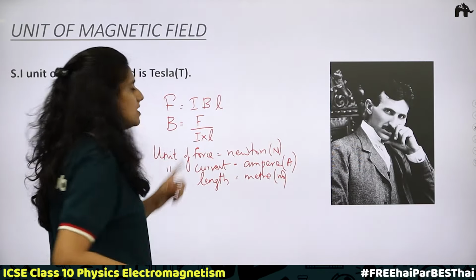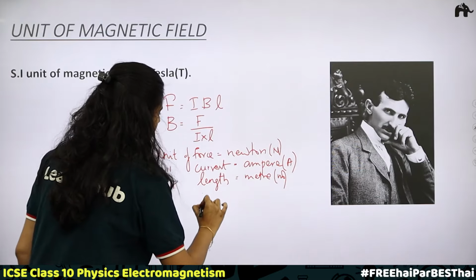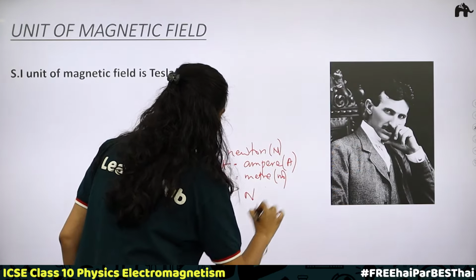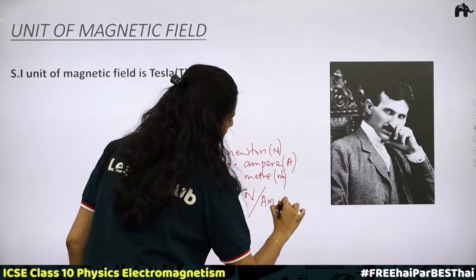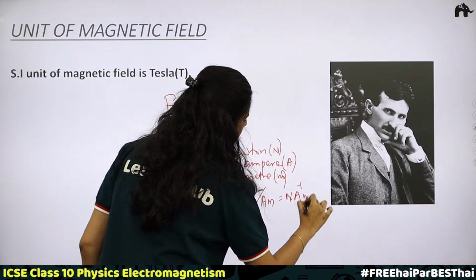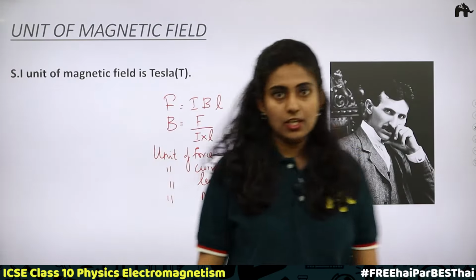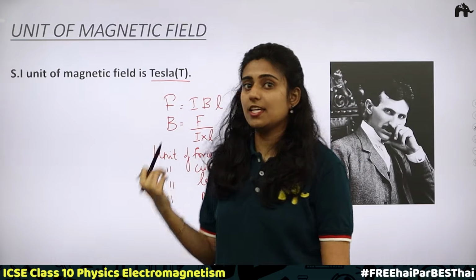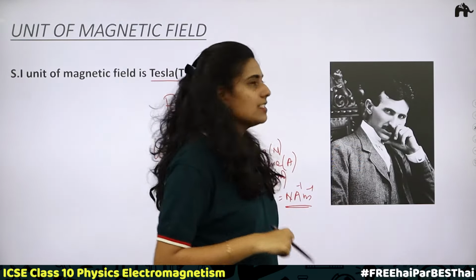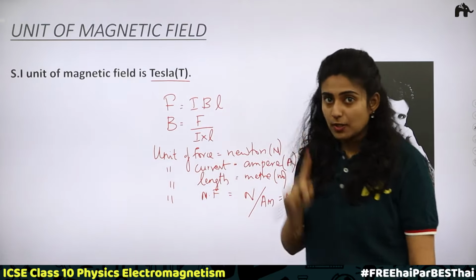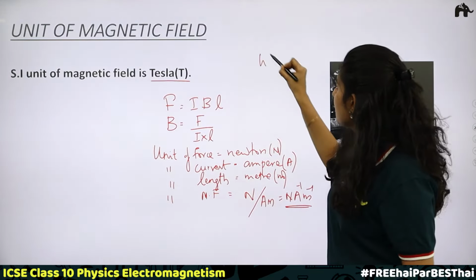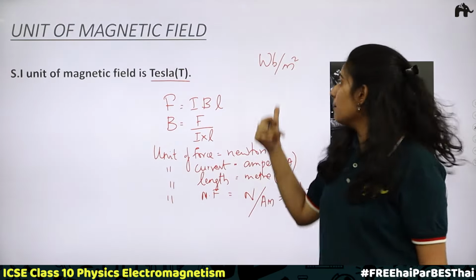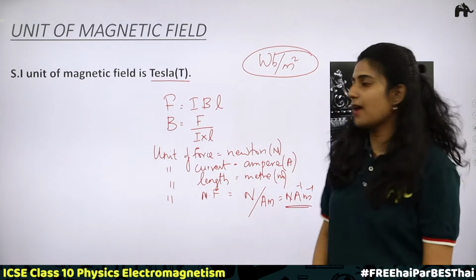Combining all this, you will get the unit of magnetic field. Unit of magnetic field will be equal to Newton per ampere meter, or Newton ampere inverse meter inverse. So this is the unit of magnetic field. Then we have the SI unit of magnetic field, which is Tesla, represented by capital T. It is taken from the name of scientist Nikola Tesla. Clear? There is one more unit which we'll be discussing, which is Weber per meter square, and Weber is the unit of magnetic flux. We'll be studying about magnetic flux later. So this is also a unit of magnetic field.